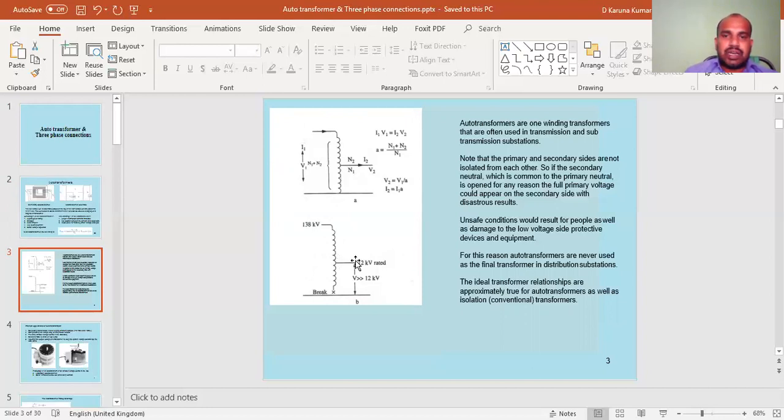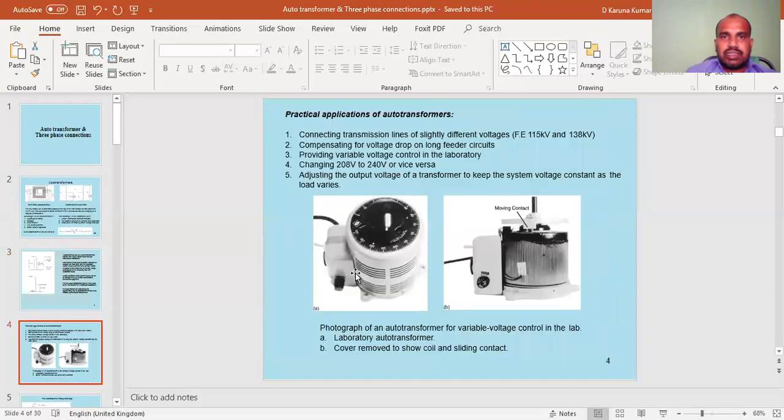The ideal transformer relationships are approximately true for an ideal auto transformer, except for isolation. The practical applications of an auto transformer include connecting transmission lines of slightly different voltages, such as 1 kV and 130 kV, compensating for voltage drops in longer feeder circuits, providing variable voltage control in the laboratory, changing 208 to 240 and 240 to 208, and adjusting the output voltage of a transformer to keep the system voltage constant.